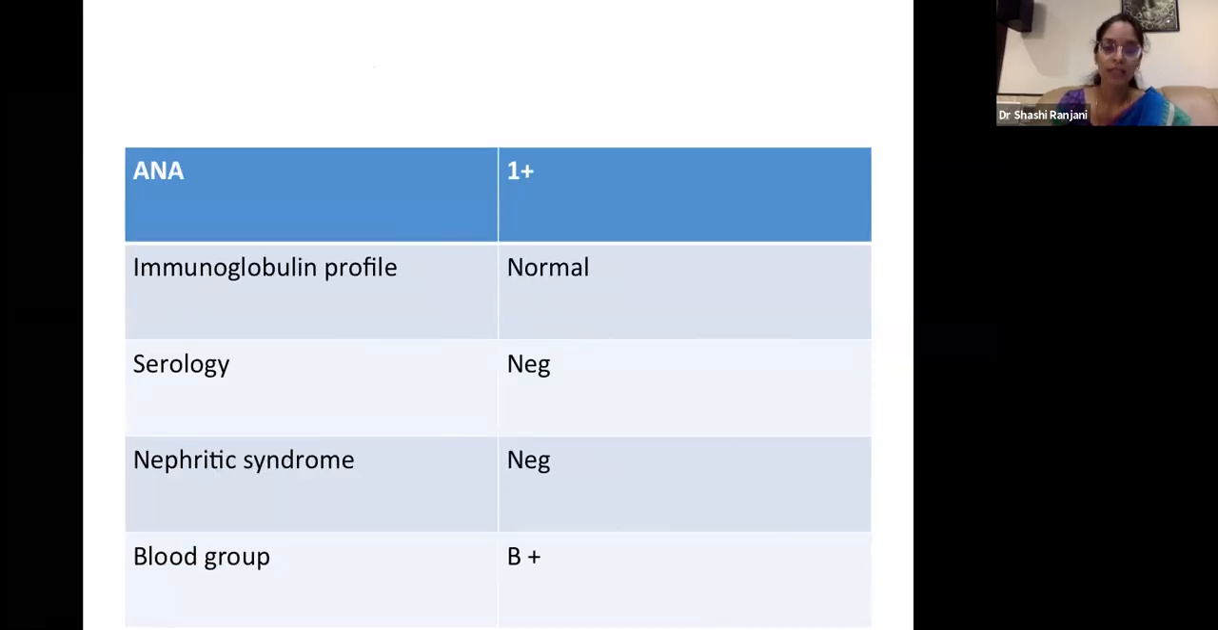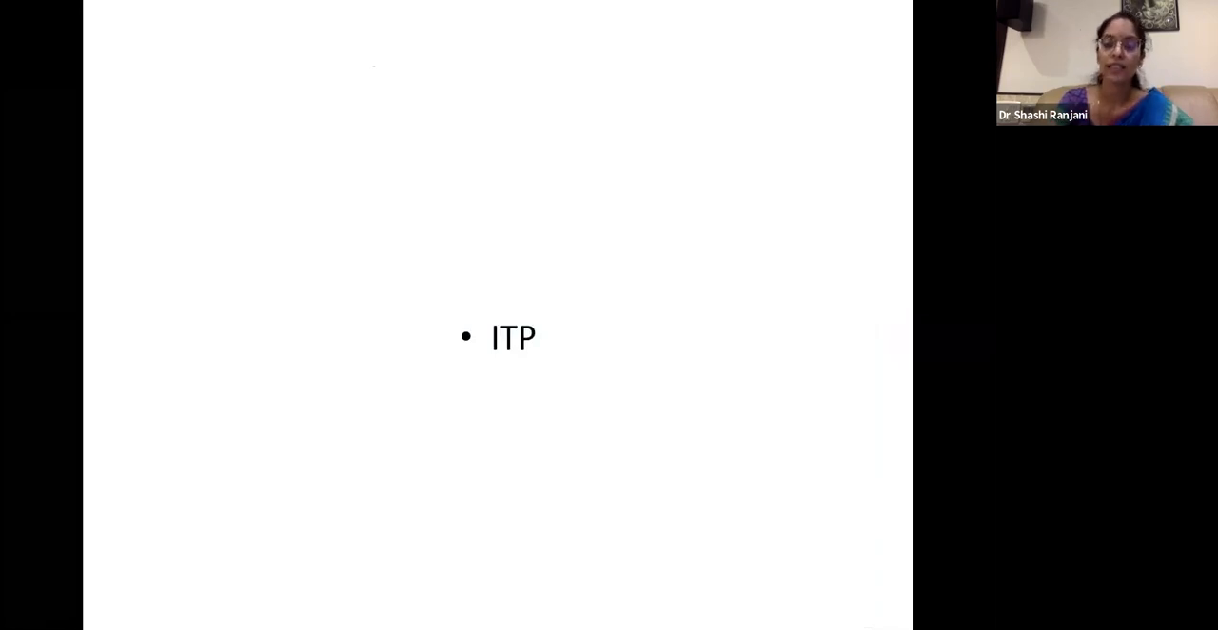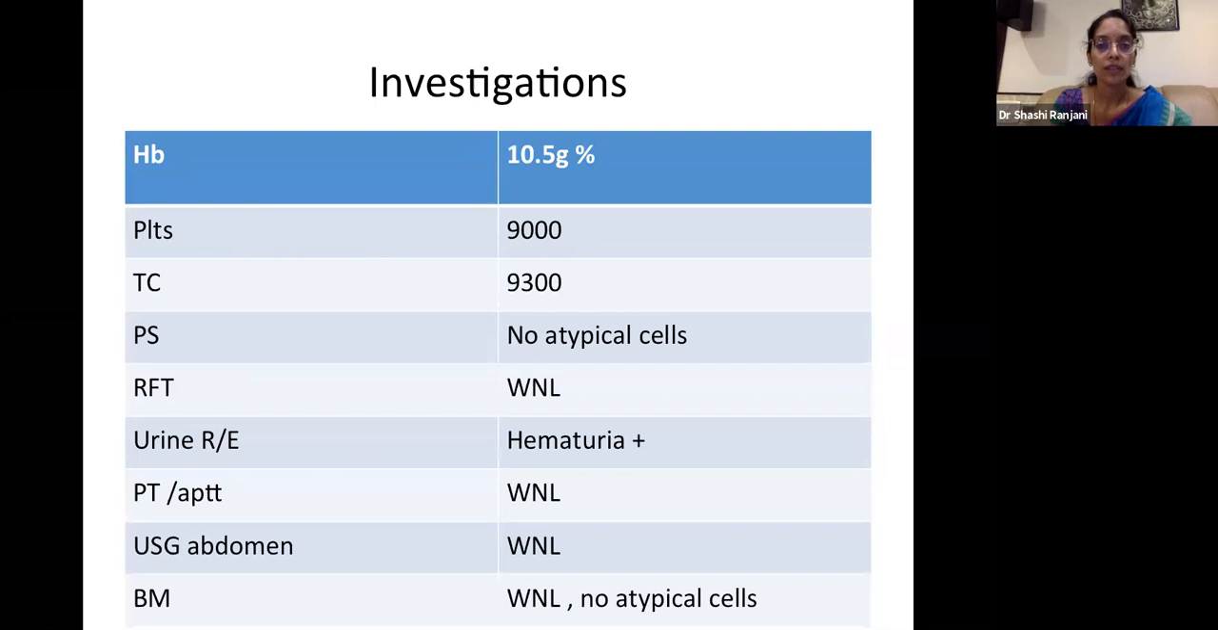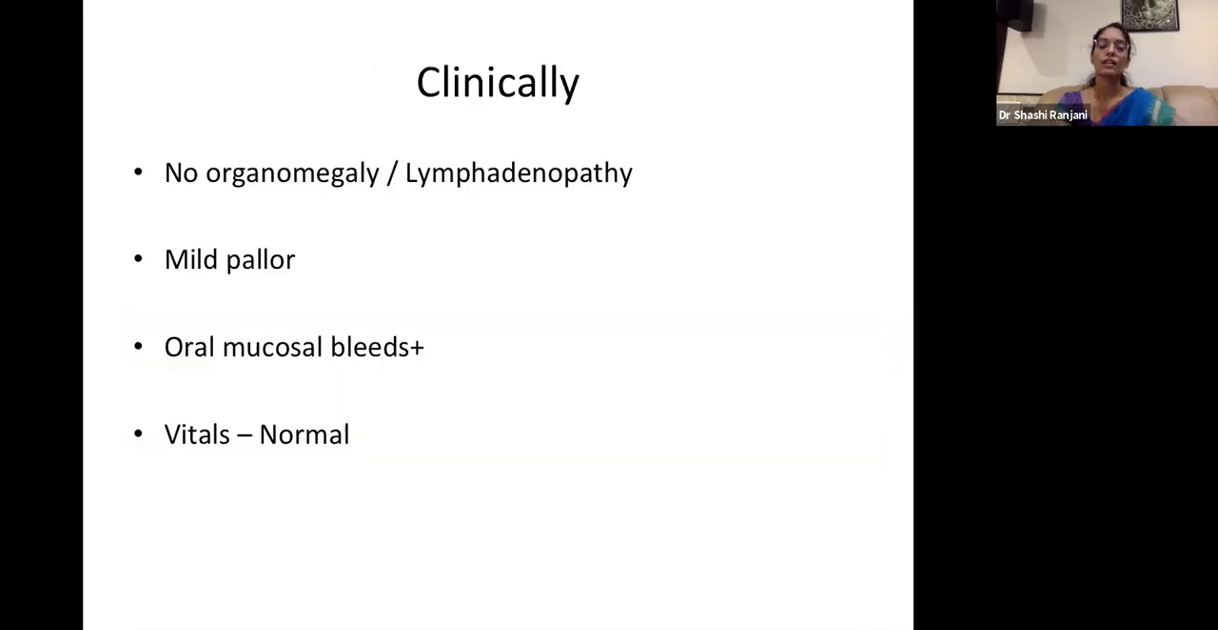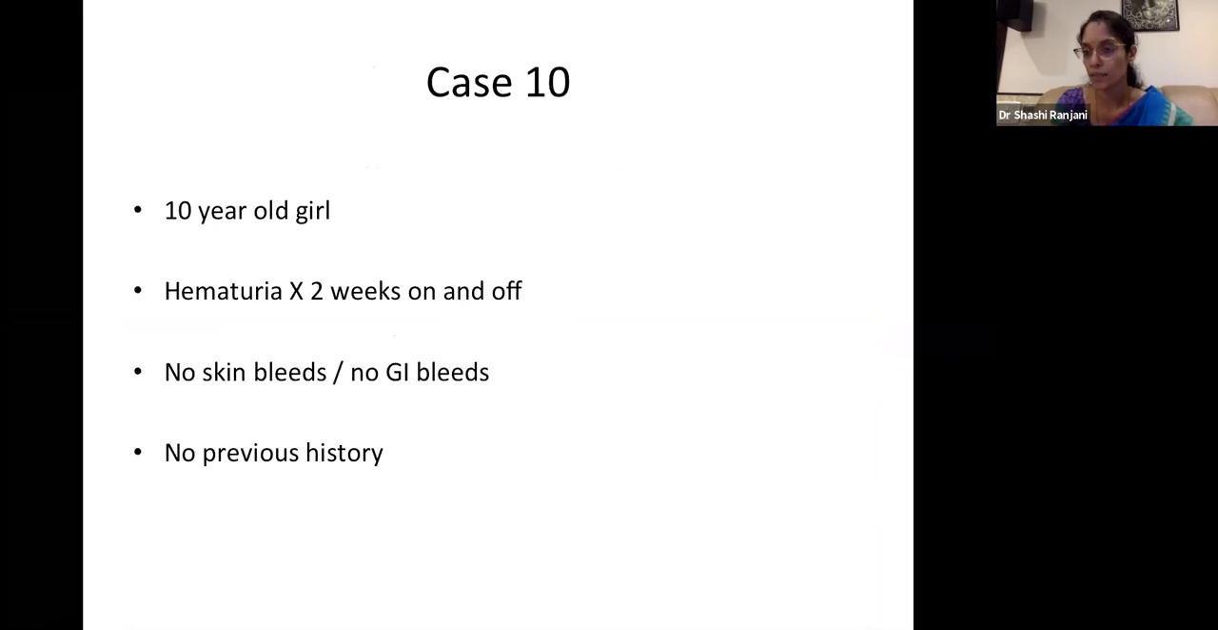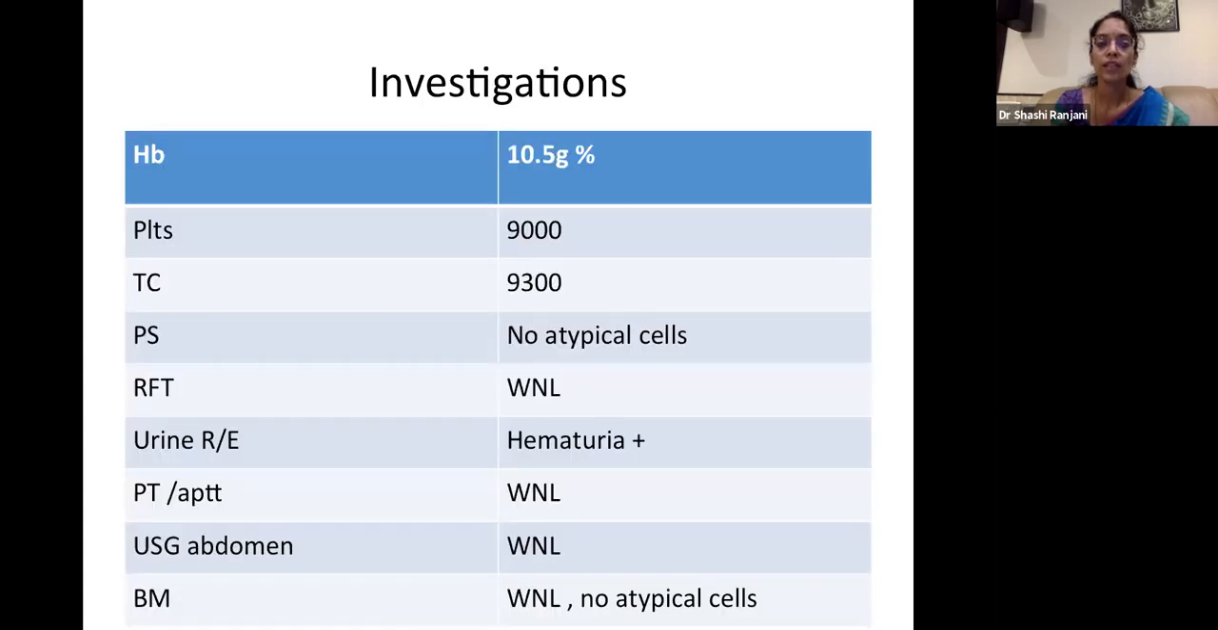And this child, we worked her up for ITP, and this child turned out to be an ITP. Her ANA was 1+, and this child was treated as ITP. So the take-home message here is that hematuria is not very common in ITP. Children usually come with skin bleeds. So when you see hematuria, it is important to look at the CBC closely to see if other cell lines are involved, to do the coagulation tests to see if there are any bleeding disorders. And then if it is ITP, definitely child received steroids and she improved.